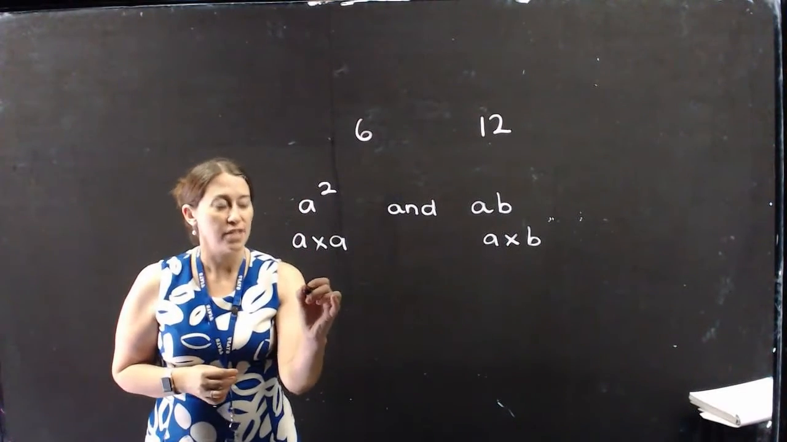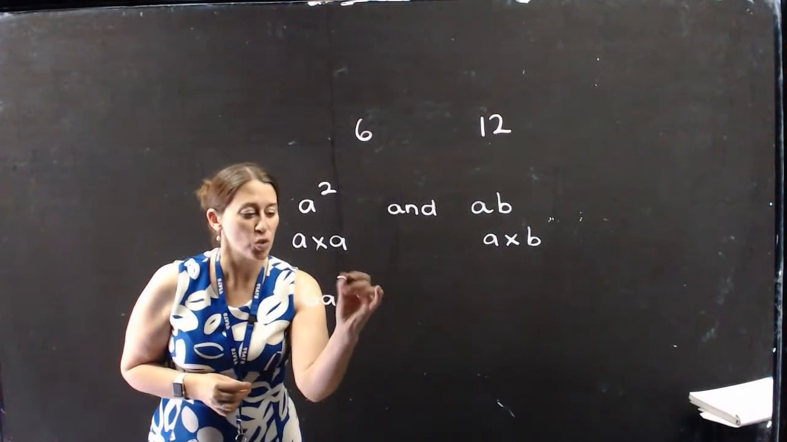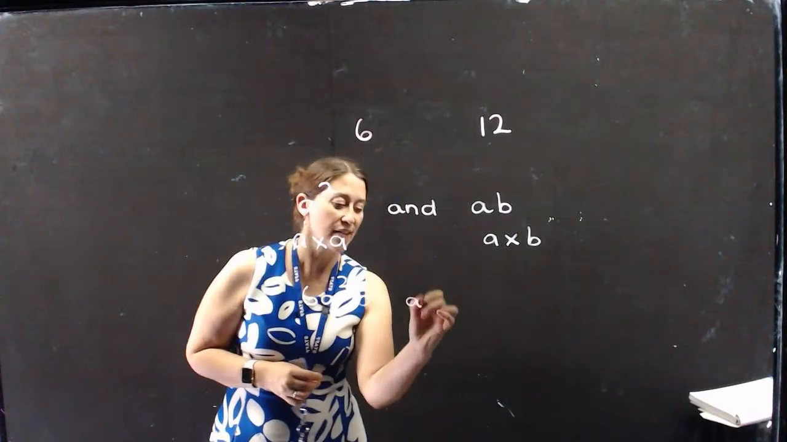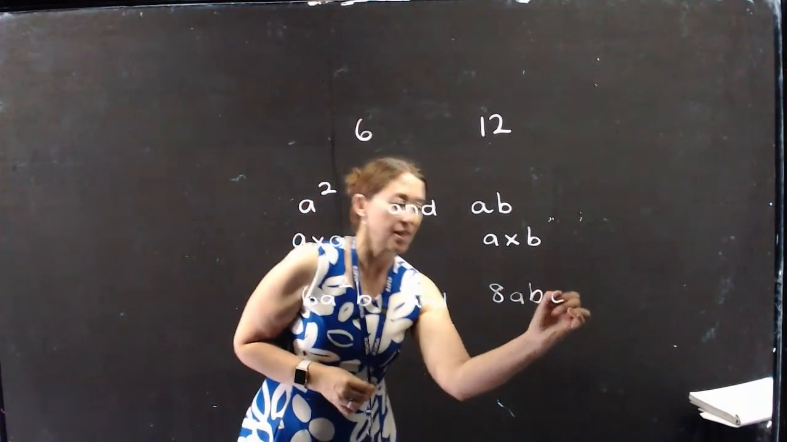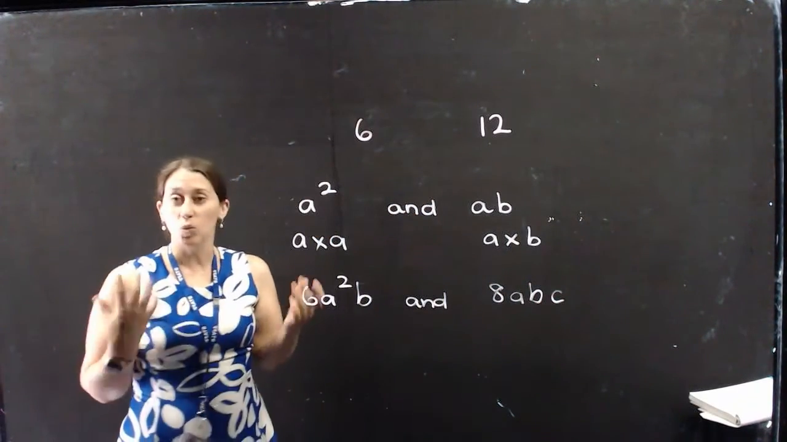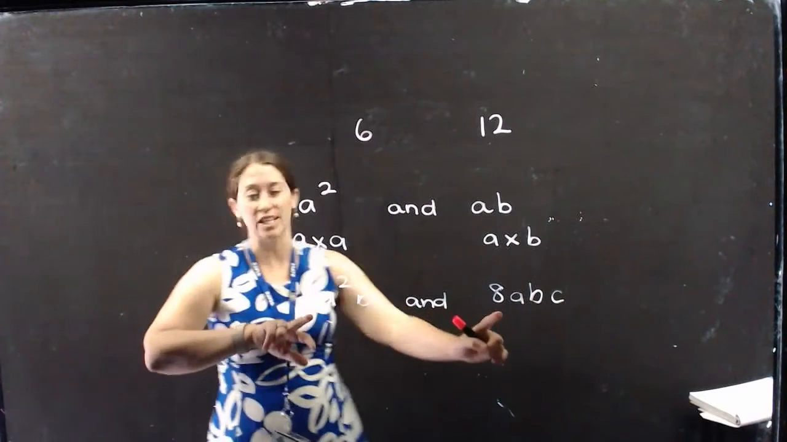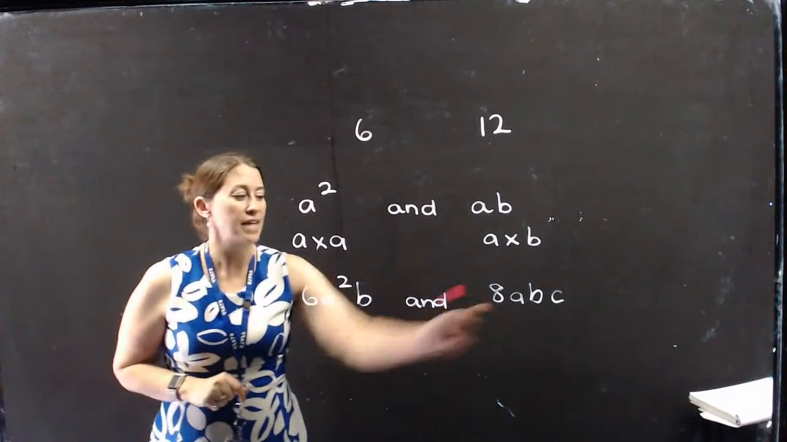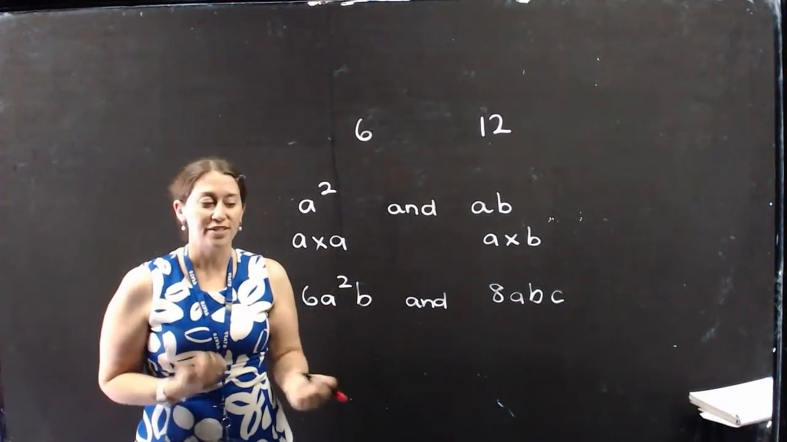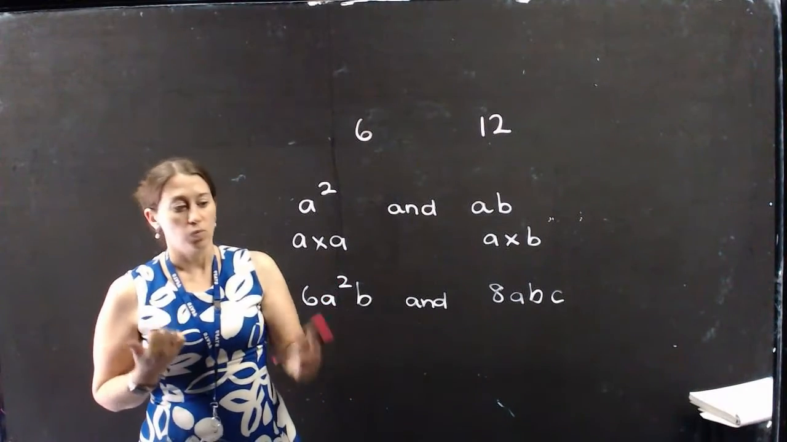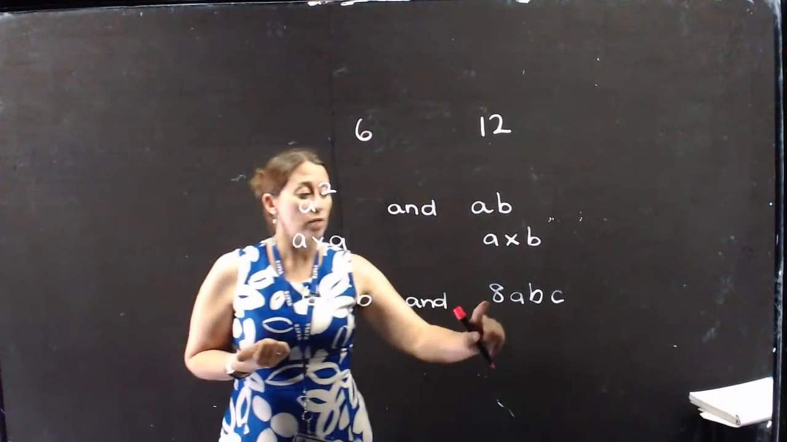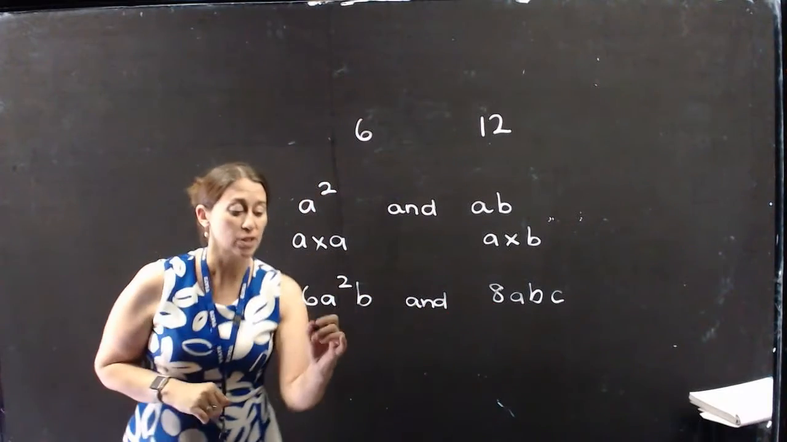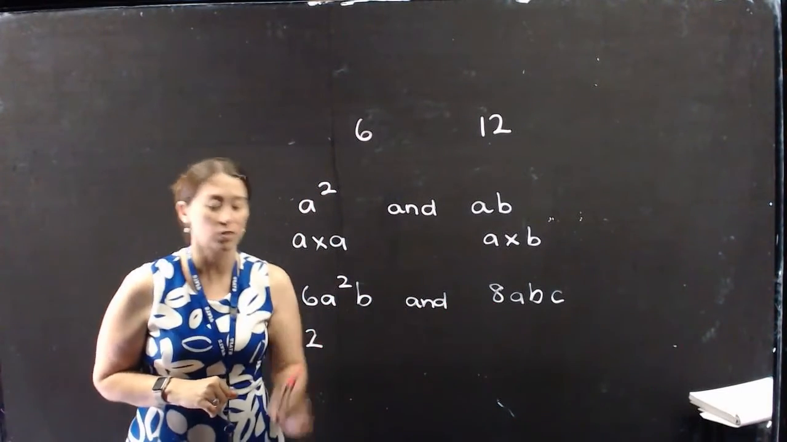Now let's look at 6a squared b, and let's look at 8abc. First of all, let's look at the coefficients of each expression, 6 and 8. Highest common factor between 6 and 8. Well, we've got 1, 2, 3 and 6, and we've got 1, 2, 4 and 8. So 2 is the highest common factor within the coefficients, so we write that.